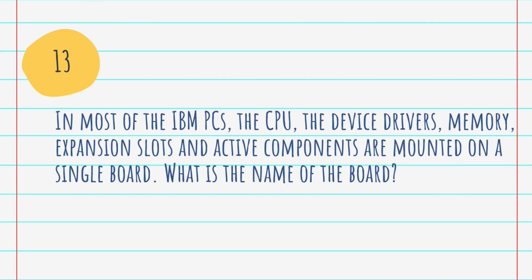Okay, so question number 13 is, in most of the IBM PCs, the CPU, the device drivers, memory, expansion slots and active components are mounted on a single board. What is the name of the board? Answer is motherboard. A motherboard is one of the most essential parts of a computer system. It holds together many of the crucial components of a computer, including the central processing unit, that is our CPU, memory and connectors for input and output devices.